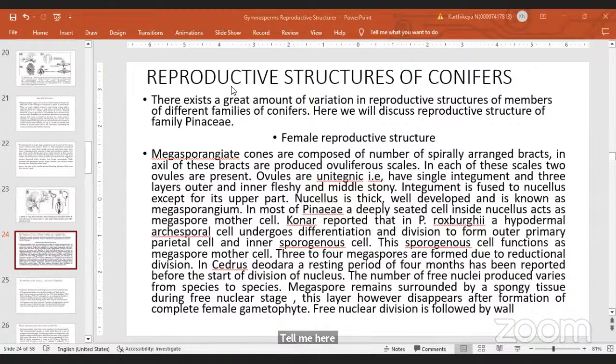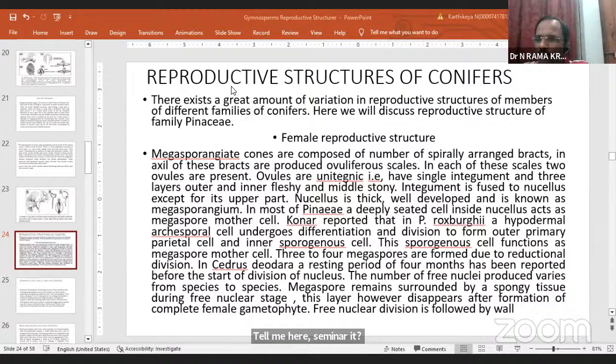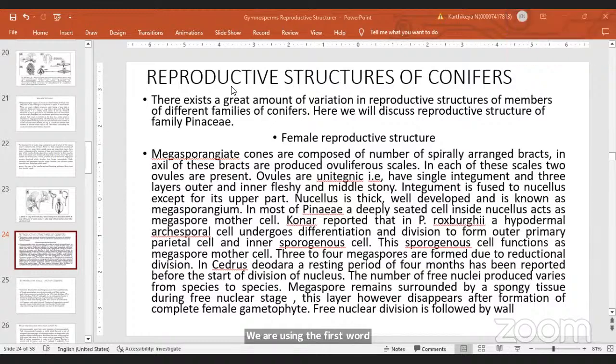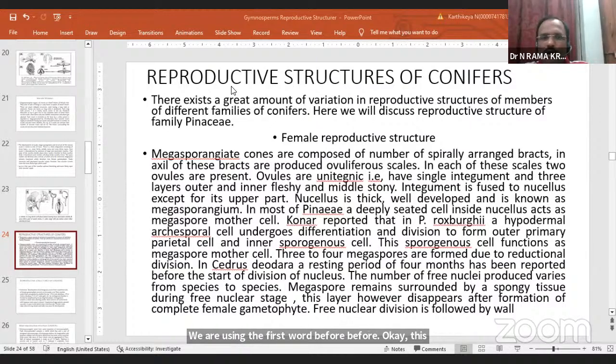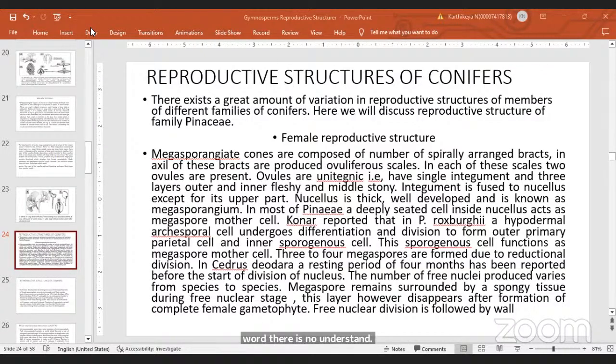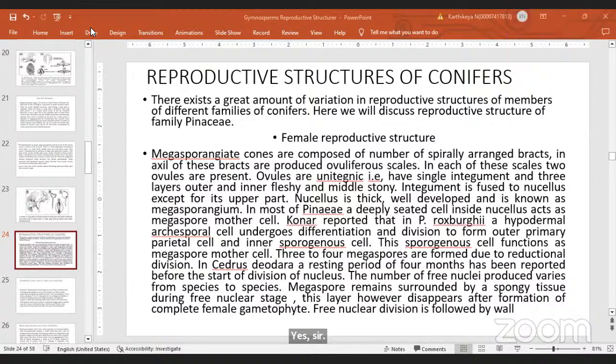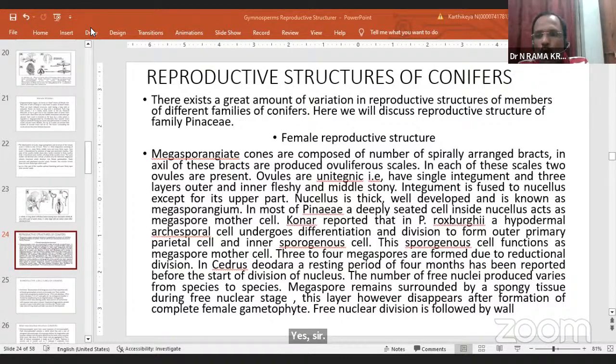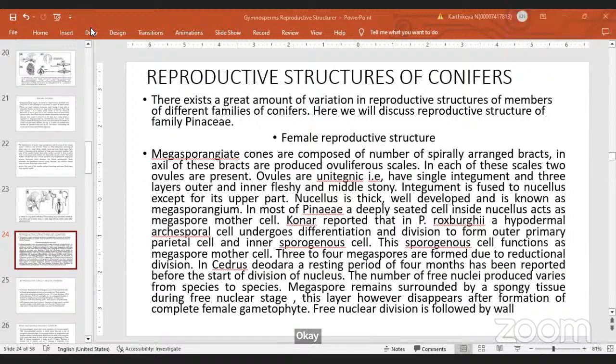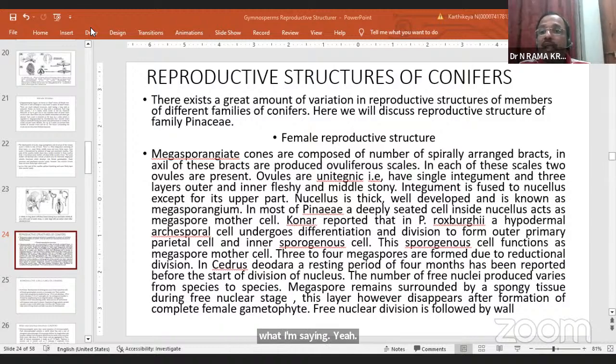In gymnosperms, we used the first word before. Understand? Please respond, anyone. Yes, sir. Before, we were saying only spores. Now what am I saying here? Staminate.